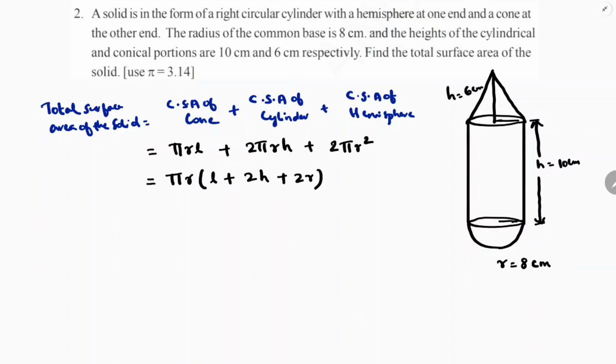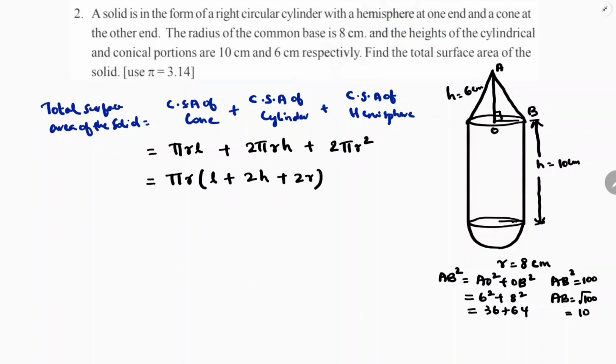Now here again we don't have the value of l, so I'll apply Pythagoras theorem for triangle AOB. So AB square equals AO square plus OB square. AO is 6, square is 36, plus 64. So AB square is 100, AB is root 100, which is nothing but 10. So slant height is 10.